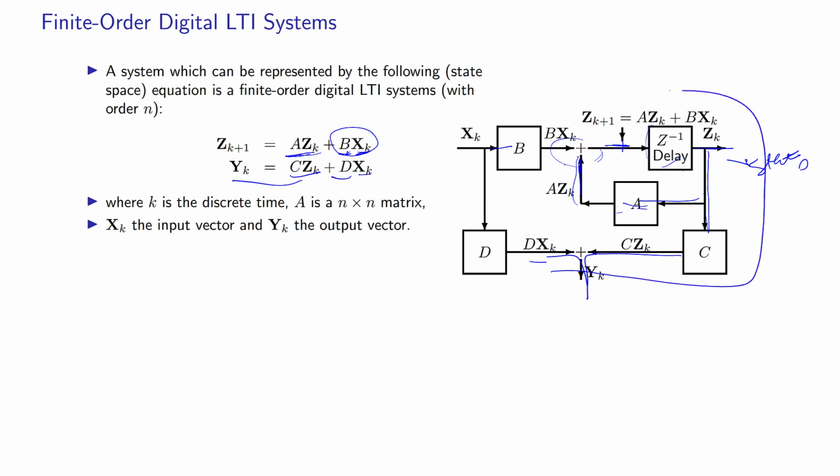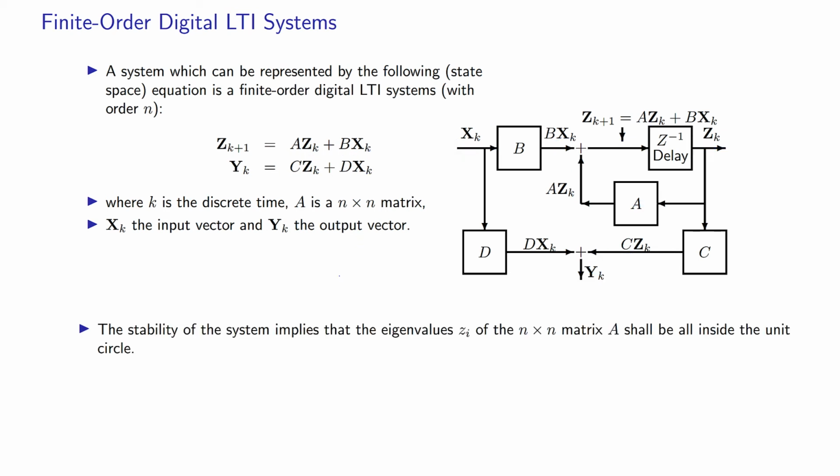So usually you see input and output, and sometimes you don't see the state. But in some cases, using the input and output, you may be able to calculate the state. In some cases, you may not be able to calculate it. If you are able to calculate the state, we call the system observable. If not, it's not. So the stability of this system implies that all eigenvalues of this matrix, they shall be all inside the unit circle.